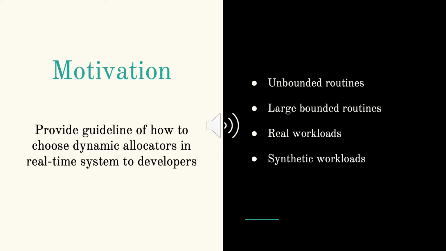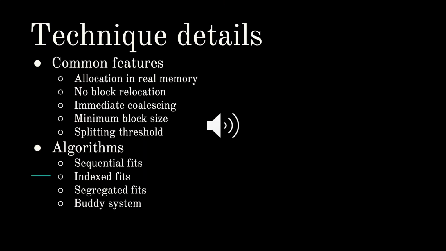The author also provides information on the experiment's workload. Some are real workloads and the others are synthetic workloads. The purpose is to test the algorithms in real and in extreme situations. In the experiments, the author used 4 kinds of dynamic allocation algorithms. They are sequential fits, indexed fits, segregated fits, and buddy systems.